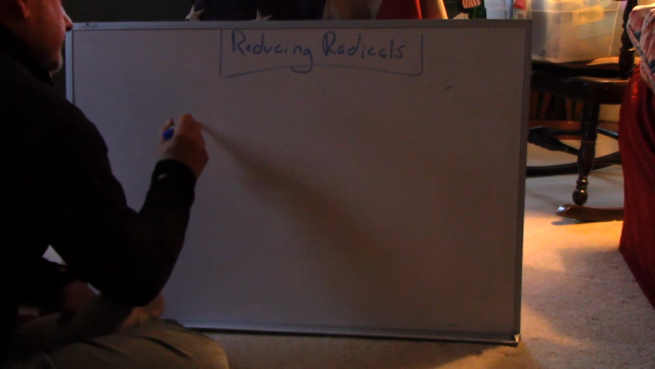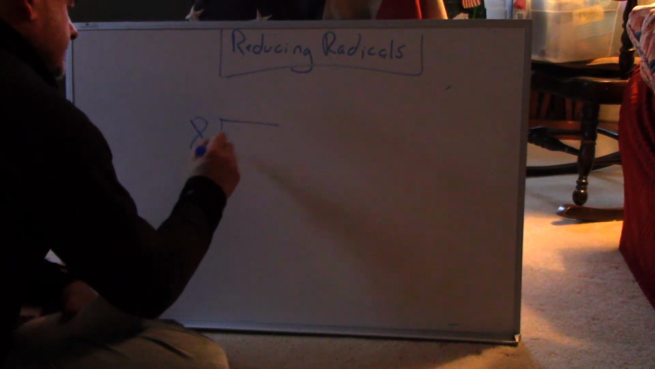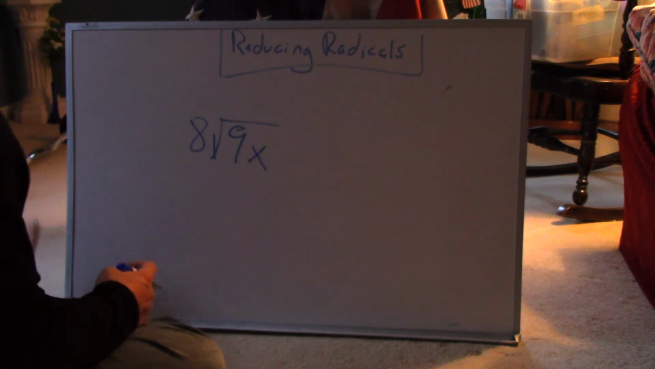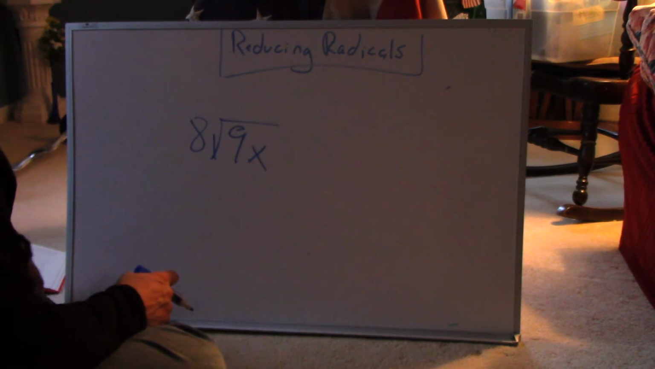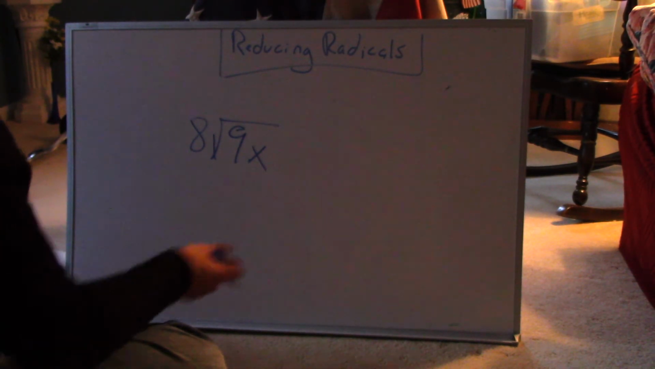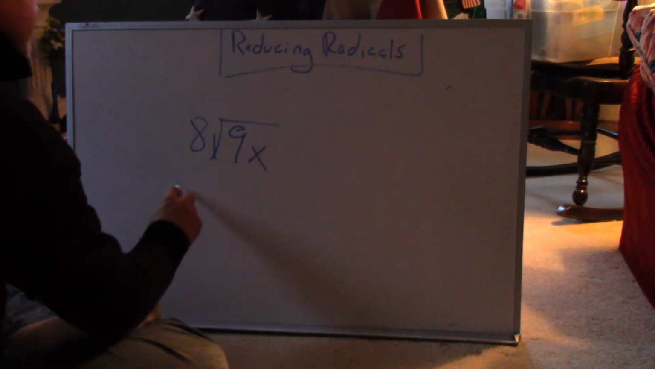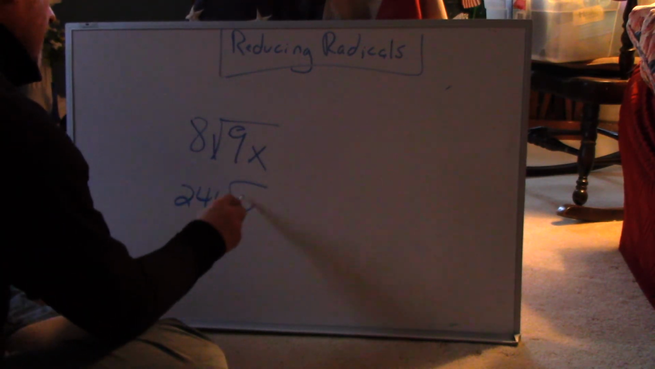One last one. 8 radical 9x. Well, we know that 9 is an even square root. So the square root of 9 is 3. Comes outside, 8, 16, 24. Multiplied by the 3, that's 24 radical x.